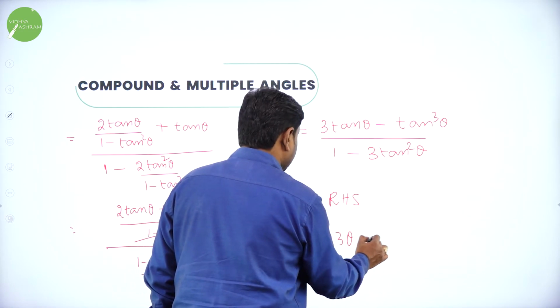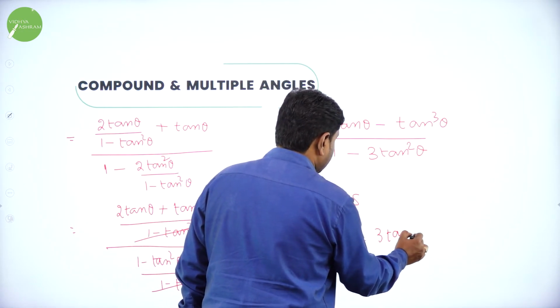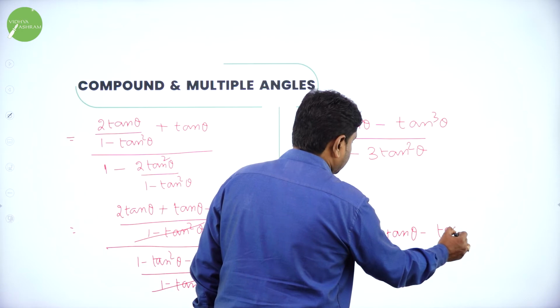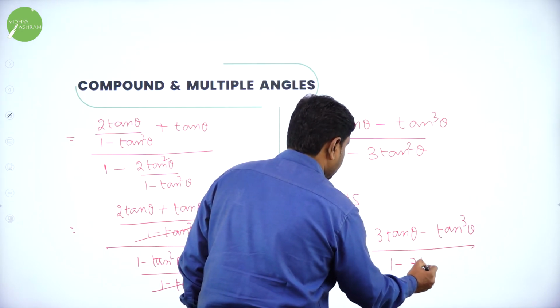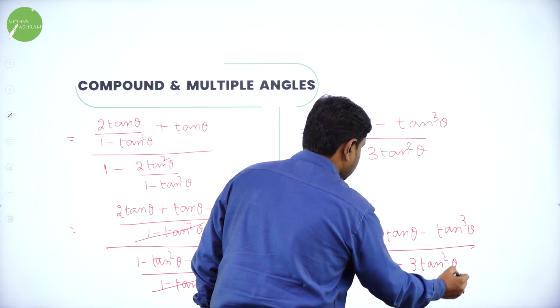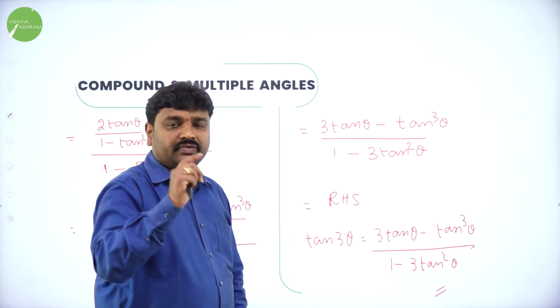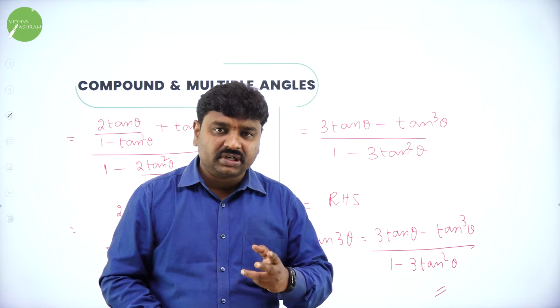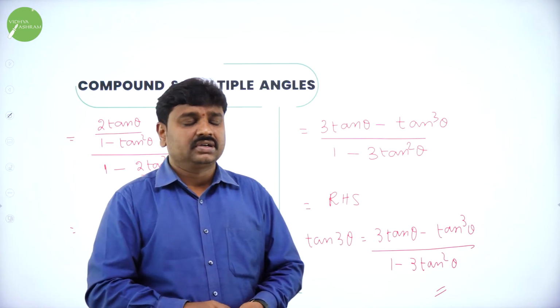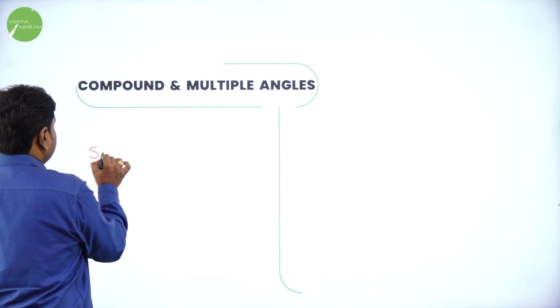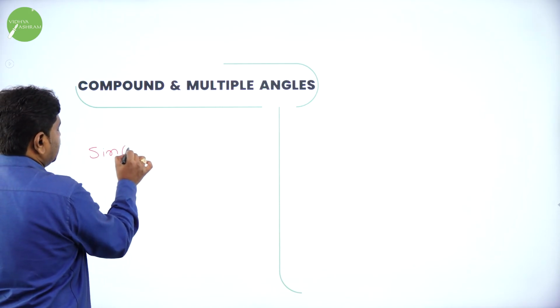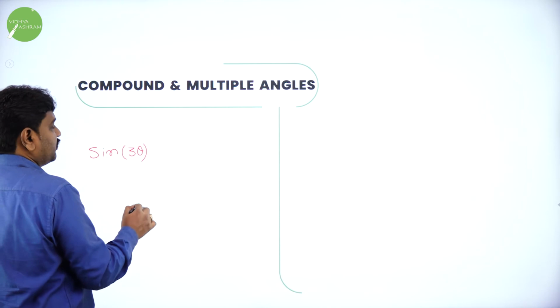What is tan 3 theta? 3 tan theta minus tan cube theta divided by 1 minus 3 tan square theta. This is the compound angle. So now all of you know how to derive sin 2 theta, cos 2 theta and tan 2 theta. So the summary is simple. You have to remember the multiple angles. Sin 3 theta, the derivations are important for 5 marks.